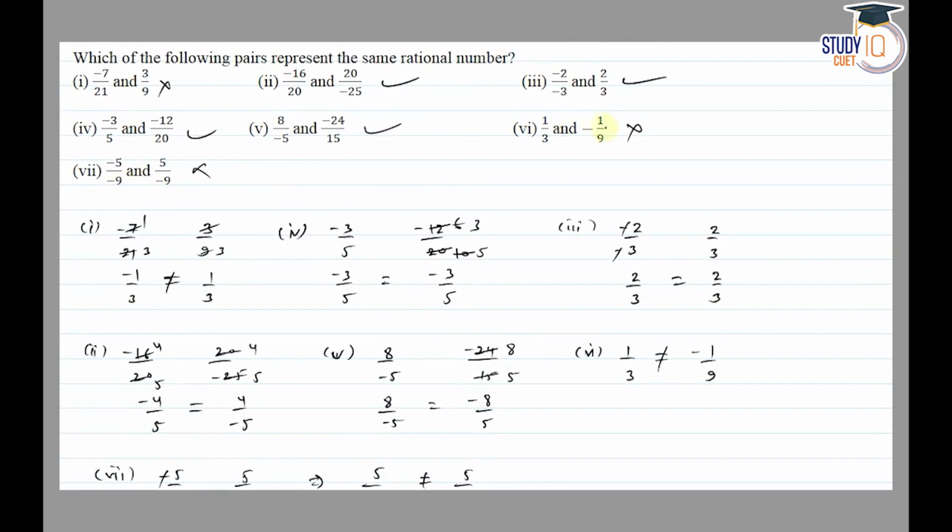So first, 6th and 7th did not represent the same rational number.